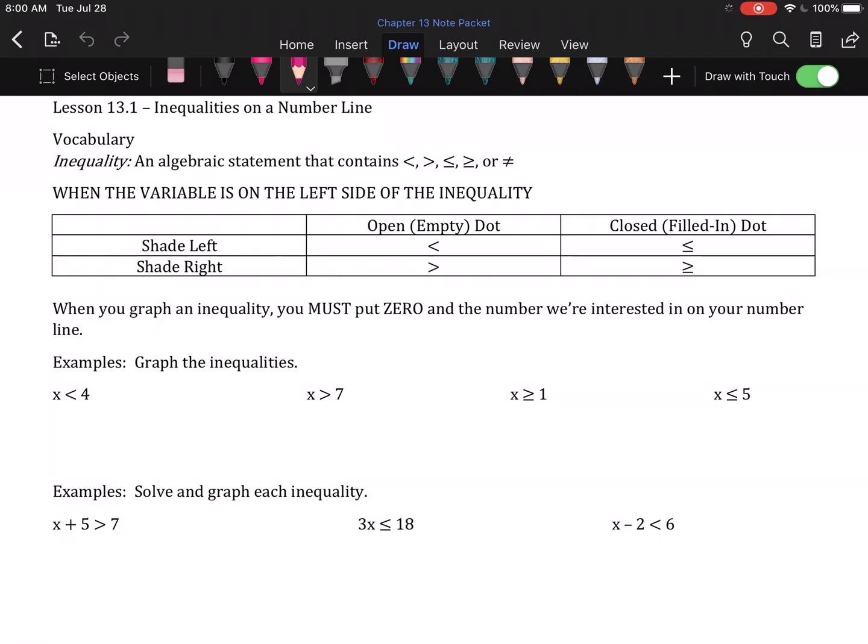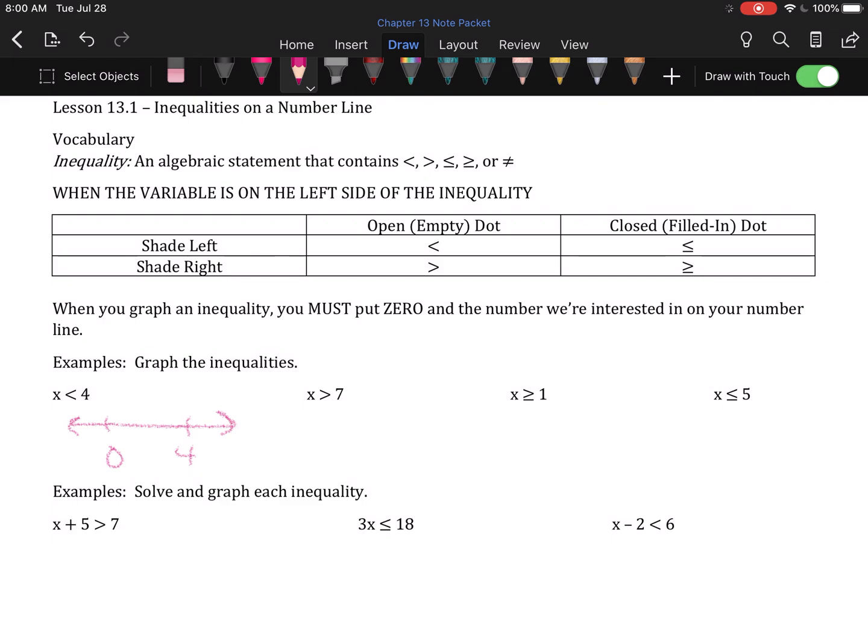So, you can see things like open, that being an empty dot, or closed, which means a filled in dot, shade left, shade right. Let me show you what this looks like in practice. When you're graphing inequalities, you must put two numbers on the number line, 0 and the number we're interested in. So we're just going to graph these four so you can see how this works. x is less than 4. To graph that, I'm going to put a number line. I'm going to put 0 and I'm going to put 4 on the number line.